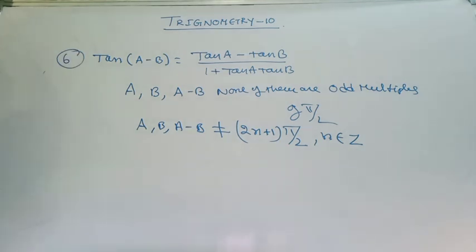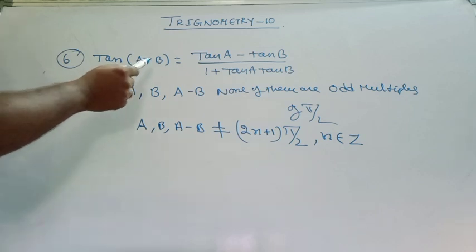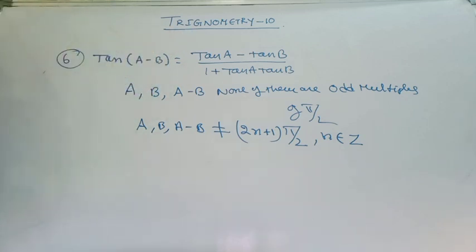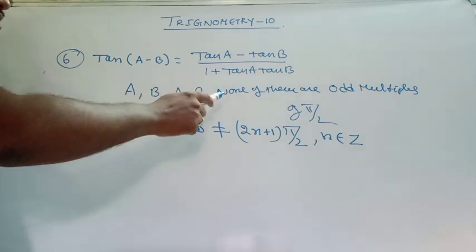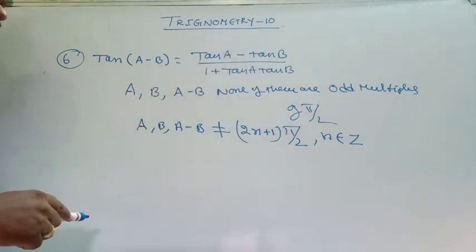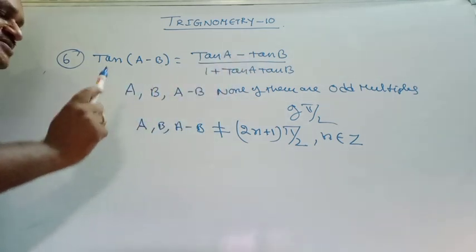Okay, now we have the sixth one, tan of A minus B. This tan(A minus B) equals (tan A minus tan B) by (1 plus tan A tan B), which we are going to prove. In this case also, A, B, and A minus B, none of them are odd multiples of 90 degrees. Same logic applies here also.